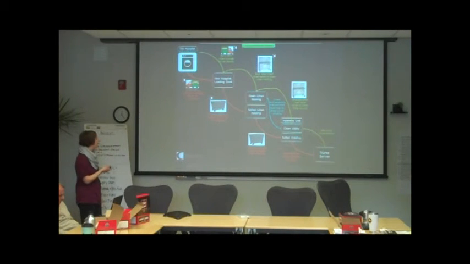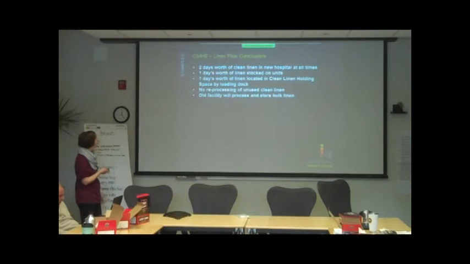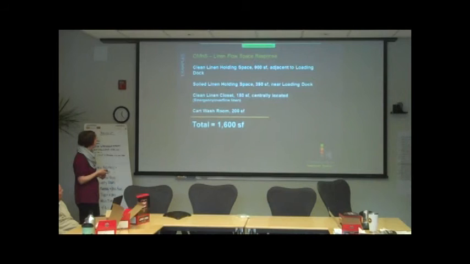I'm not going to go through it. You guys can look at it later. But what we figured out was 2 days' worth of clean linen in the new hospital at all times, and 1 day's worth of clean linen stocked on the units at all times, and then they would resupply to themselves from various spaces throughout the hospital and at the loading dock. We ended up getting to a total of 1,600 square feet dedicated to linen at the new facility, as opposed to, I don't know what the old number was, but it was close to 10,000. Much bigger, yes, because of the processing facility.